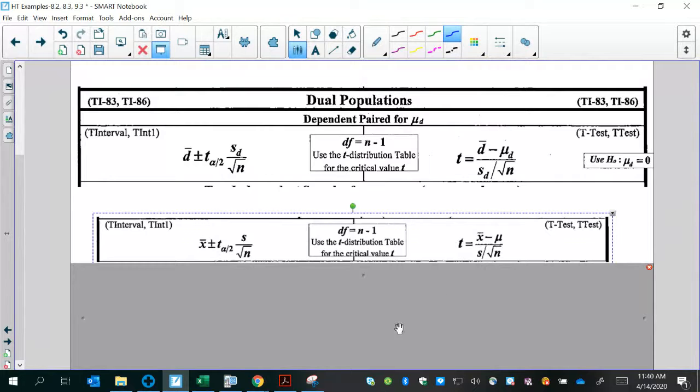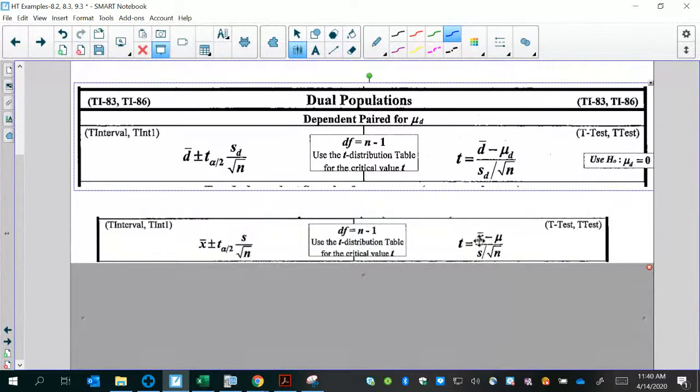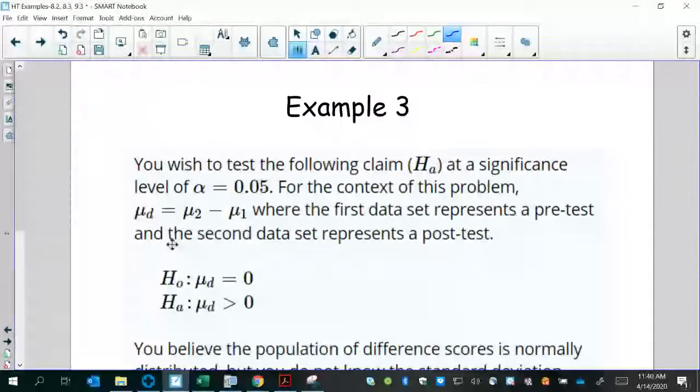Okay, but whether you used this one or this one, you'd get the right result. It's just the notation is a little different here. All right, so let's do an example.